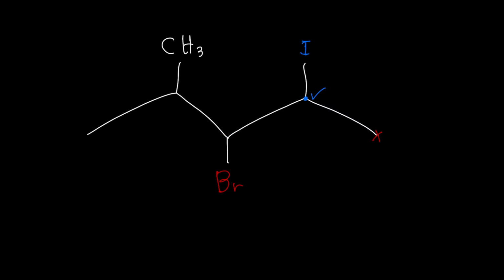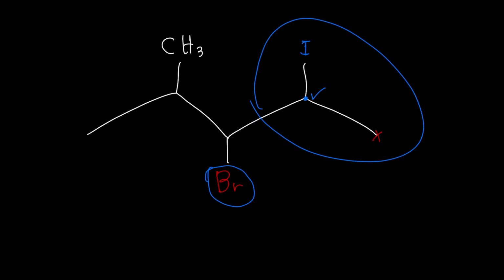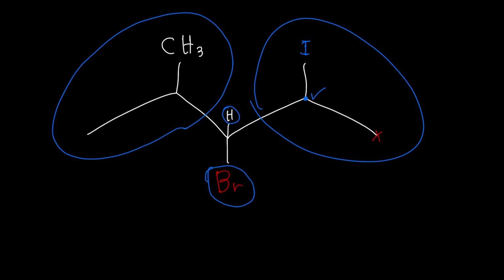How about this carbon? Is that one chiral? Let's circle all the groups around it. So we have a bromine, we have this group, we have an invisible hydrogen, and then we have this around it. You can see that bromine is not the same thing as this, which is not the same thing as a hydrogen, which is also not the same thing as this. So because all of the groups that are attached to this carbon are different from one another, this is going to be a chiral carbon.